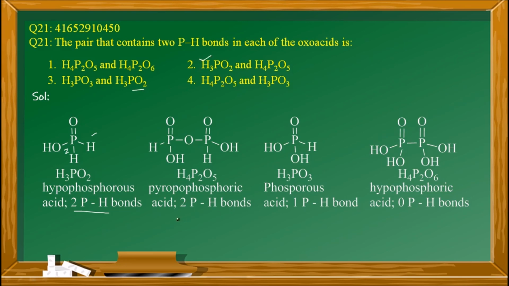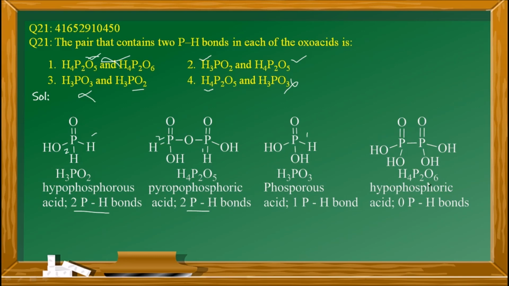Next, pyrophosphoric acid. Pyrophosphoric acid is nothing but H4P2O5. It also has 2 P-H bonds. So where are they? This is 1, this is 2. There are 2 P-H bonds. Phosphorus acid, H3PO3. What is H3PO3? How many are there? There is only 1 P-H bond.